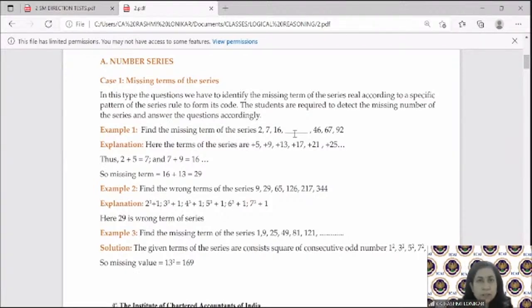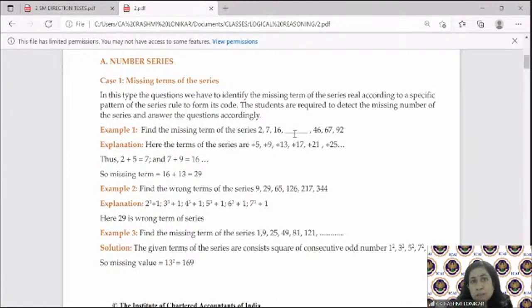In the series, you may have that the difference is constant, or the difference is increasing or decreasing. The third type may be that it is a multiple. The second number is a multiple of the first, the third number is a multiple of the first. You can have it in that way.